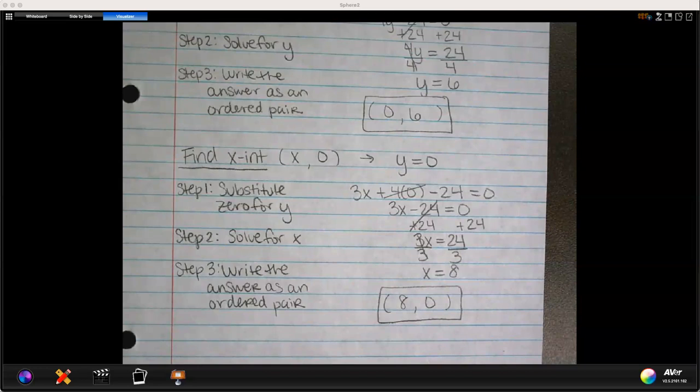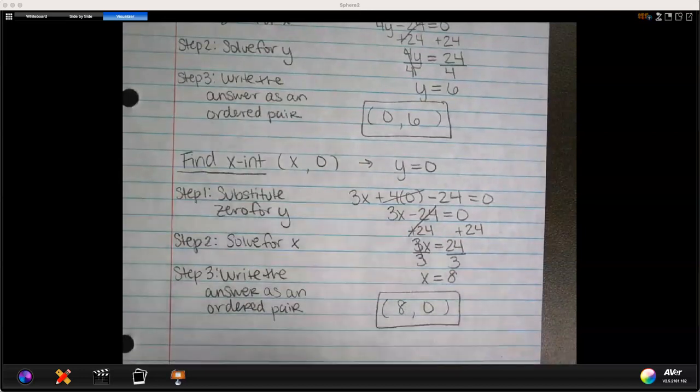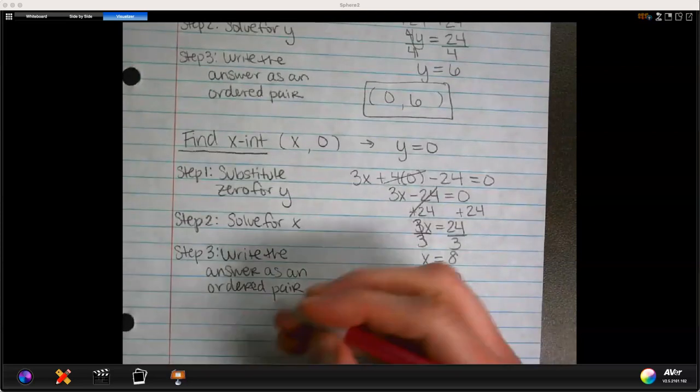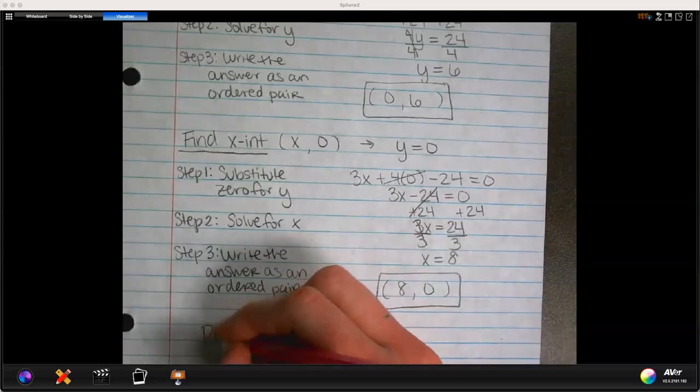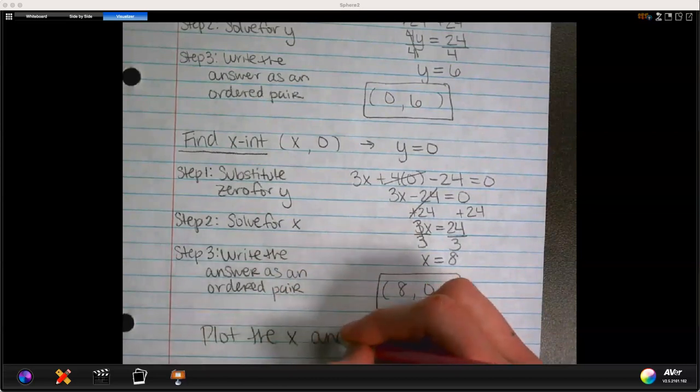Okay, it doesn't matter what order. I only went with y-intercept first because that's what we're more familiar with. You want to find x-intercept first, it does not matter. All right, once you have done this algebraic work, which obviously you don't need to write the steps down when you do it on your homework or review or test, the last thing is to plot the x and y intercepts.